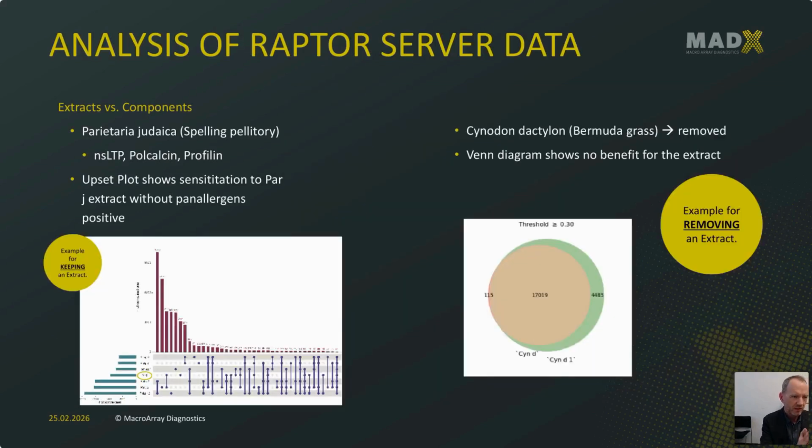In contrast to spelt pellitory, where the extract clearly offers a diagnostic benefit, if we look at the Cyn d extract from Bermuda grass, we'll see that this doesn't actually offer any diagnostic benefit. The reason for this is that the majority of people that test positive for the Cyn d 1 extract also test positive for the Cyn d 1 molecular allergen, which argues for the removal of this extract. And this was an extract that has been removed from Alex 3.